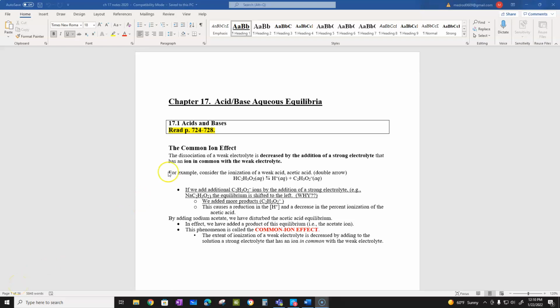All right, AP, let's begin chapter 17, which I like to call part 2 of acids and bases. It's a shorter chapter, but when we get to 17.3, that's going to be the meat of it, okay?